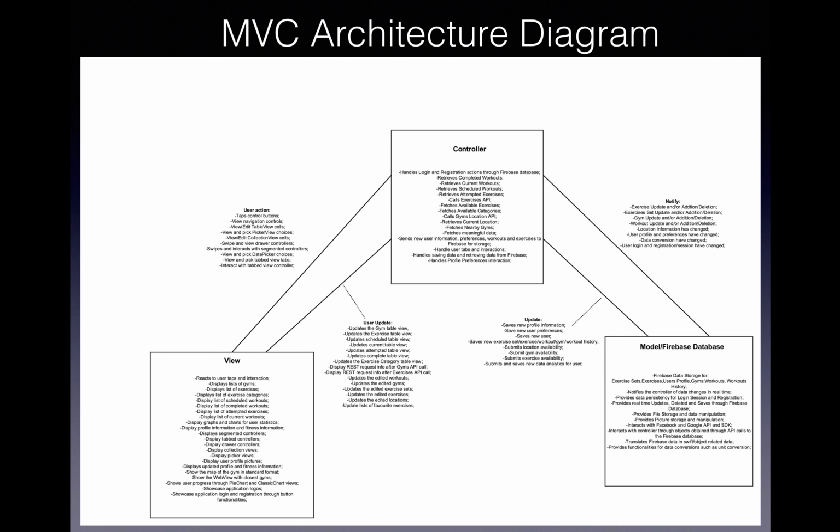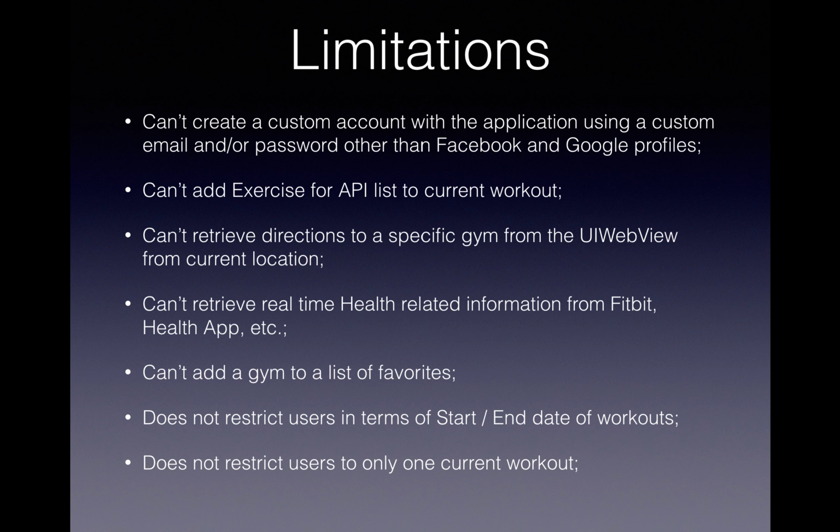As for the limitations of the application, since I aim to release it in the App Store, I still have some work to do, such as allowing users to add specific exercises into their current workouts or retrieving directions to a favorite gym from the current location. I also plan on restricting users to have only one workout that they are doing at a time, and to somehow check on the accuracy of the start and the end dates for their workouts. So this is like a more detailed list, as you can see here on the screen, with what I just said, and even more limitations that I think my app would need some work on before being released.